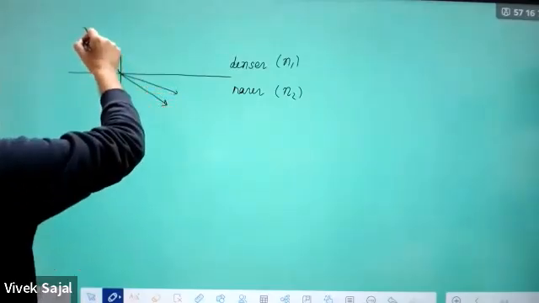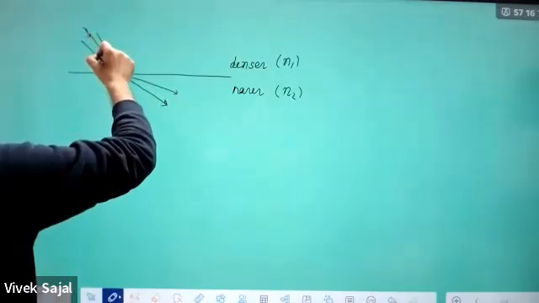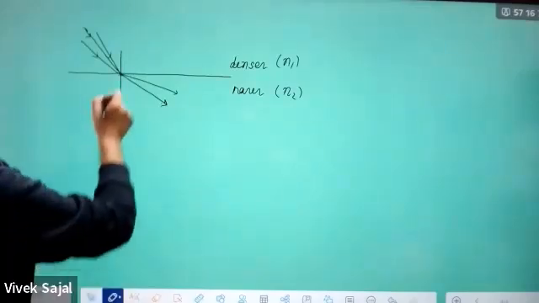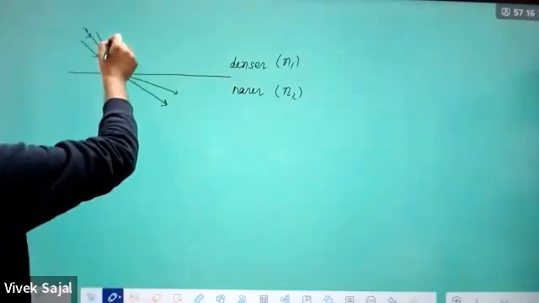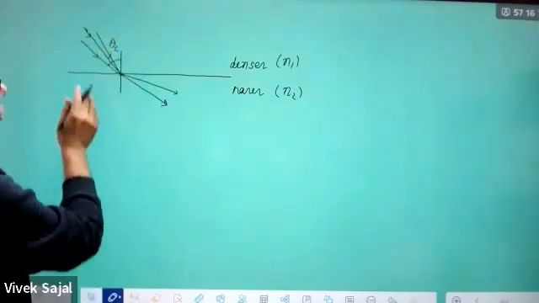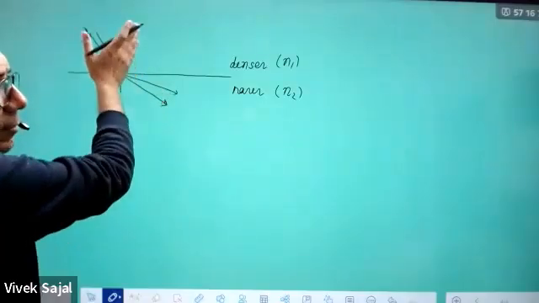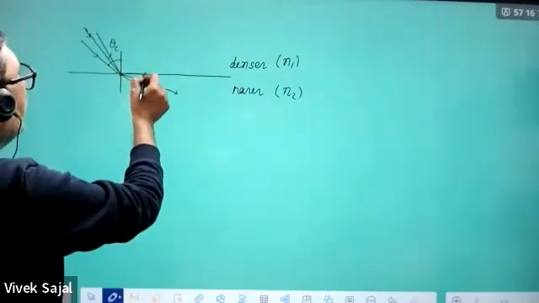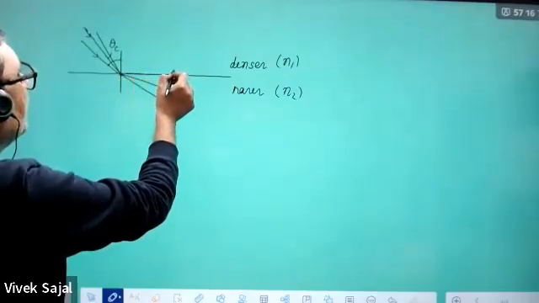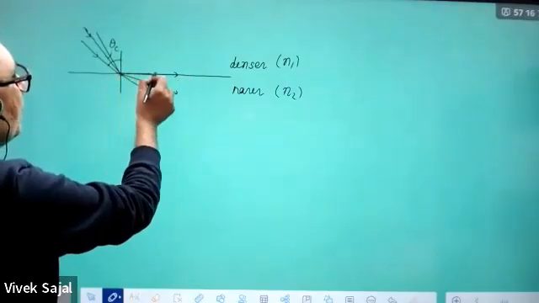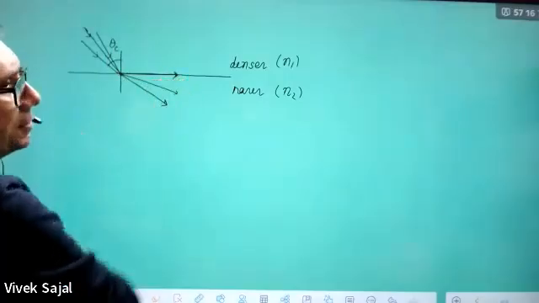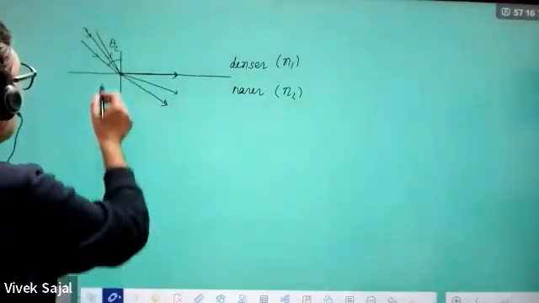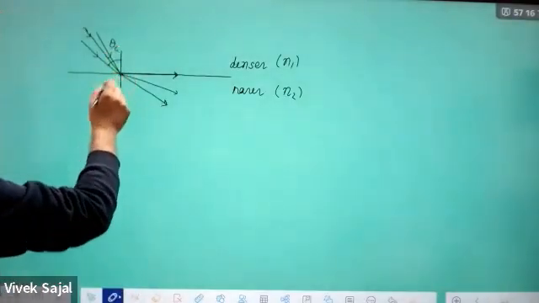And there will be a particular angle, that is known as the critical angle. When at this angle you launch the light from the denser medium onto the rarer medium, the refracted light will be parallel to the surface. So this theta c is the angle.